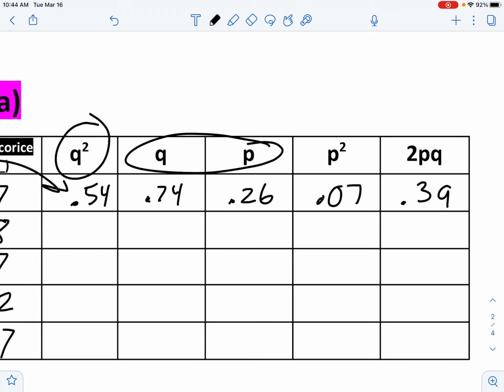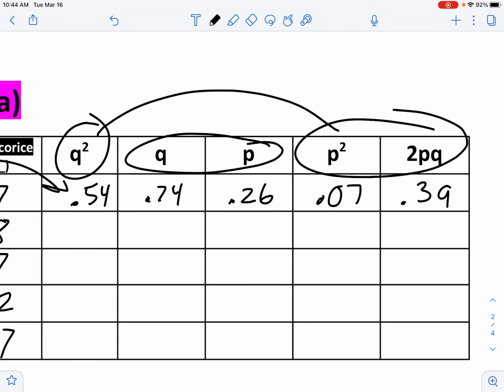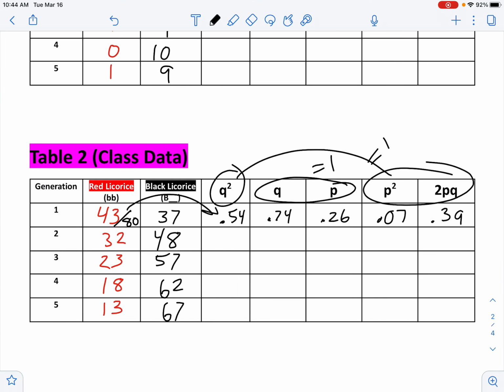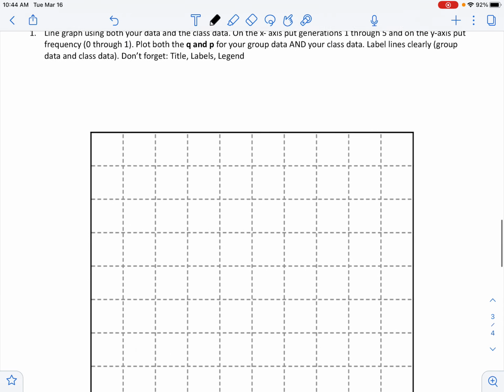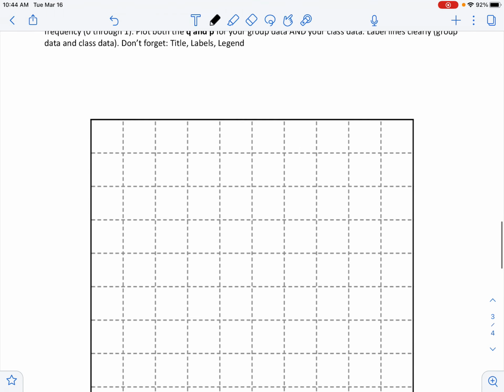So again, remember that these values together equal 1, and these values together equal 1. Okay, so hopefully this goes all right for you. Fill out this class data, and then you're going to make a graph of that.